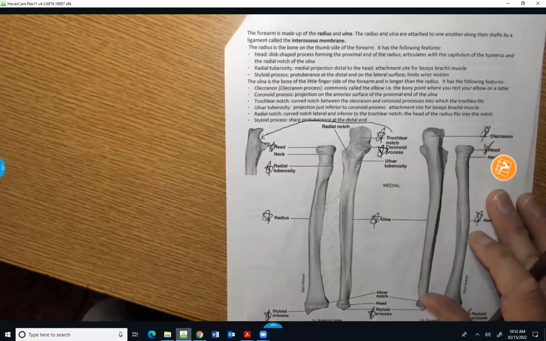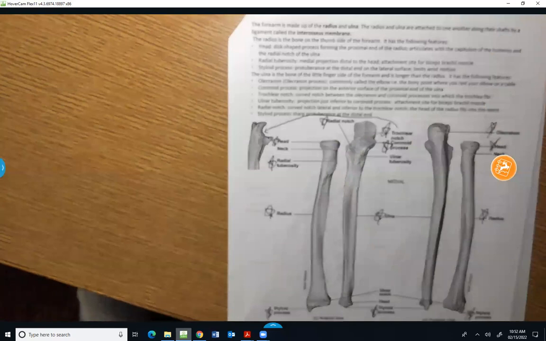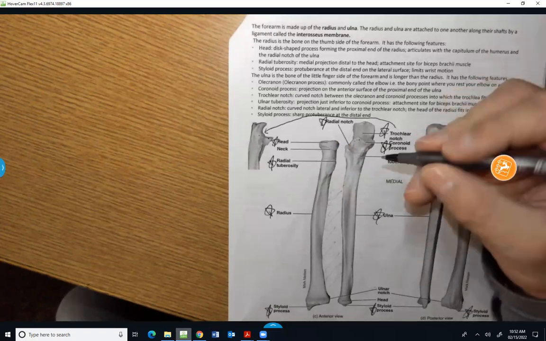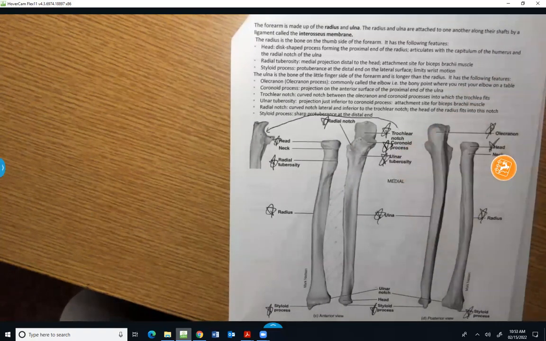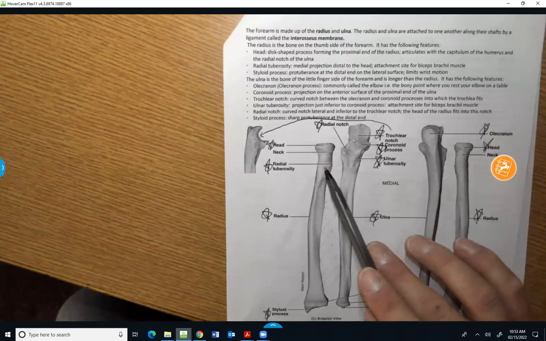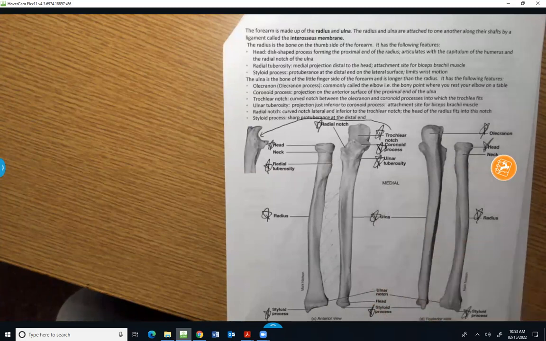Last couple of structures I want you to know. The radial notch I mentioned earlier is the notch where the head of the radius fits in, creating the ability for our radius to rotate and spin. And then also the ulnar tuberosity. Just like the radial tuberosity, the ulnar tuberosity is an attachment site for the biceps brachii muscle. Those are basically in the same general spot when you put them together. The radial tuberosity would be right here, the ulnar tuberosity right there.